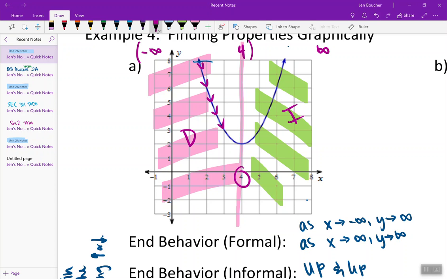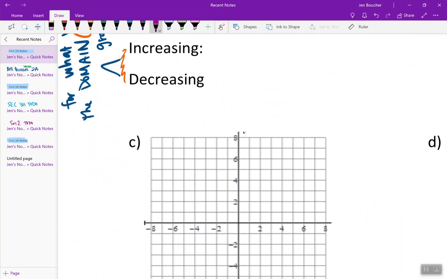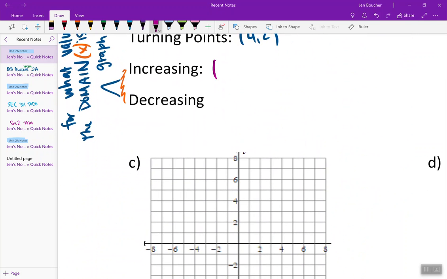Now, what do we do with the 4? At 4, is my graph increasing or decreasing? It's neither, so we're going to call that constant. At 4, it's constant, it's flat, and that has a lot to do with calculus. So you're not going to use a bracket because it's not included in either group. It is increasing from what to what? 4 to infinity. And it is decreasing from negative infinity to 4.